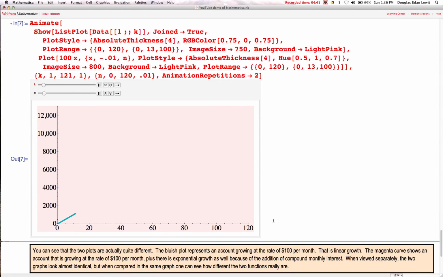Okay, so you can see that if you just save $100 a month, that's going to be the bluish turquoise straight line, and if you save $100 a month with 3% interest, that's your purple line.